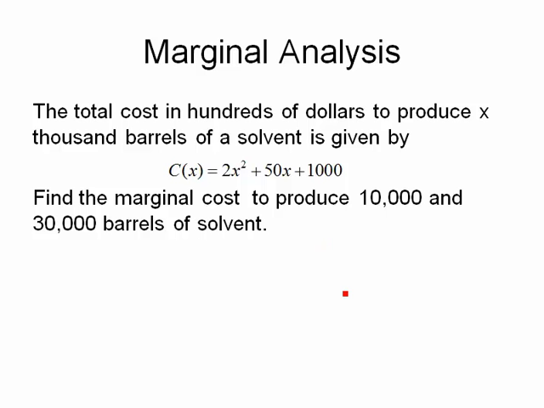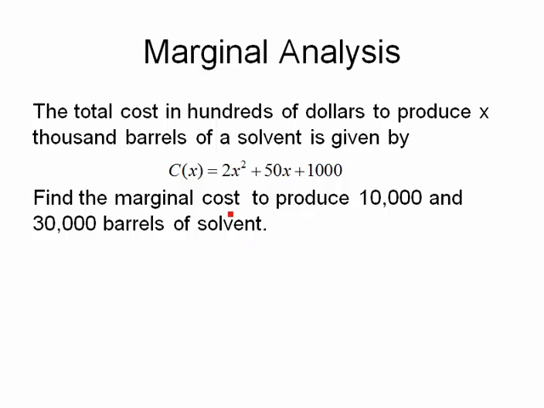Now let's try and do an example involving these things, and let's see what we get when we work out all these things and try and interpret them. So the total cost in hundreds of dollars to produce x thousand barrels of a solvent is given by the cost function 2x squared plus 50x plus 1,000. I want you to find the marginal cost to produce 10,000 and 30,000 barrels of solvent.